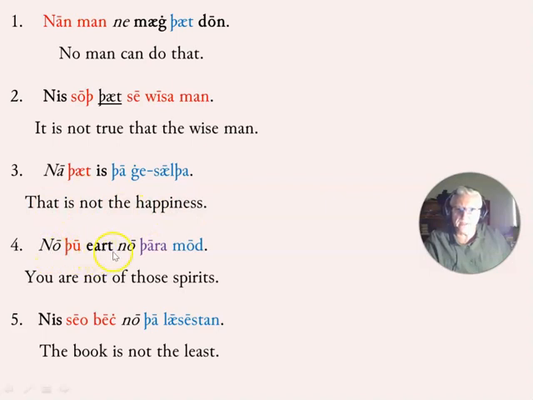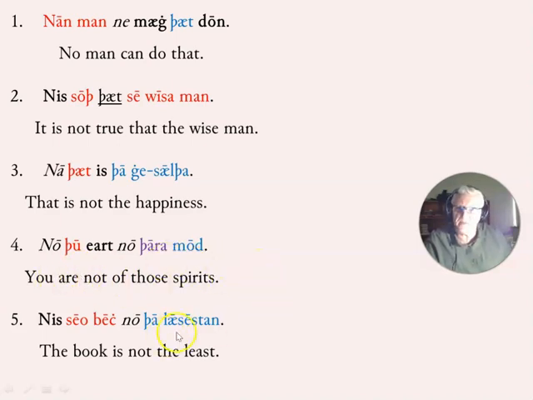No thu erd, no thara mod. So you are not of those spirits. If you interpret that more literally, it would be no, not you are not of those spirits. Thara is the genitive for those, and when you translate that to modern English, you put an of in front of it because you use the genitive rule. You are not of those spirits.